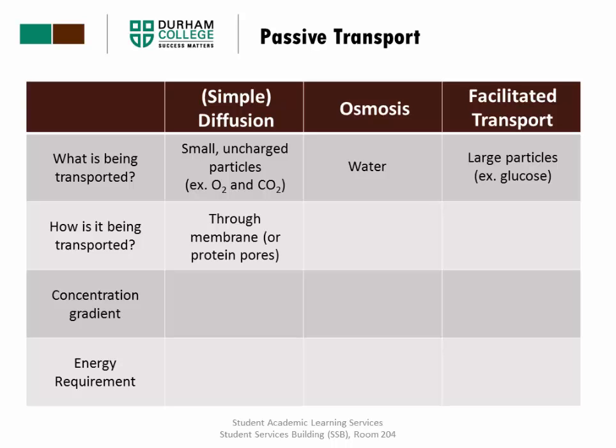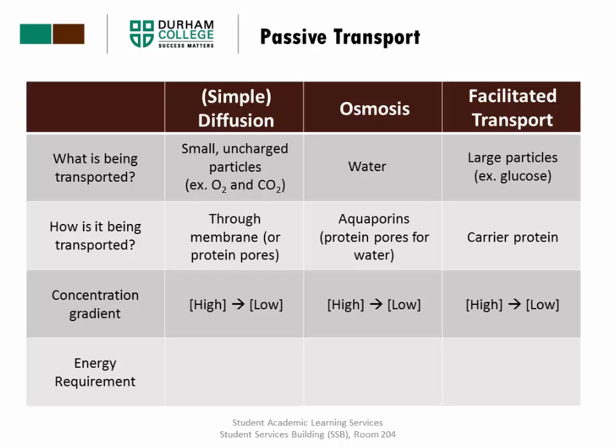In simple diffusion, the particles are moving through the membrane or through protein pores. In osmosis, the water is moving through aquaporins, which are protein pores specific for moving water. In facilitated transport, carrier proteins are moving the molecules. In each of these types of transport, the concentration gradient is always from high to low. Something else that these each have in common is that no energy is required.